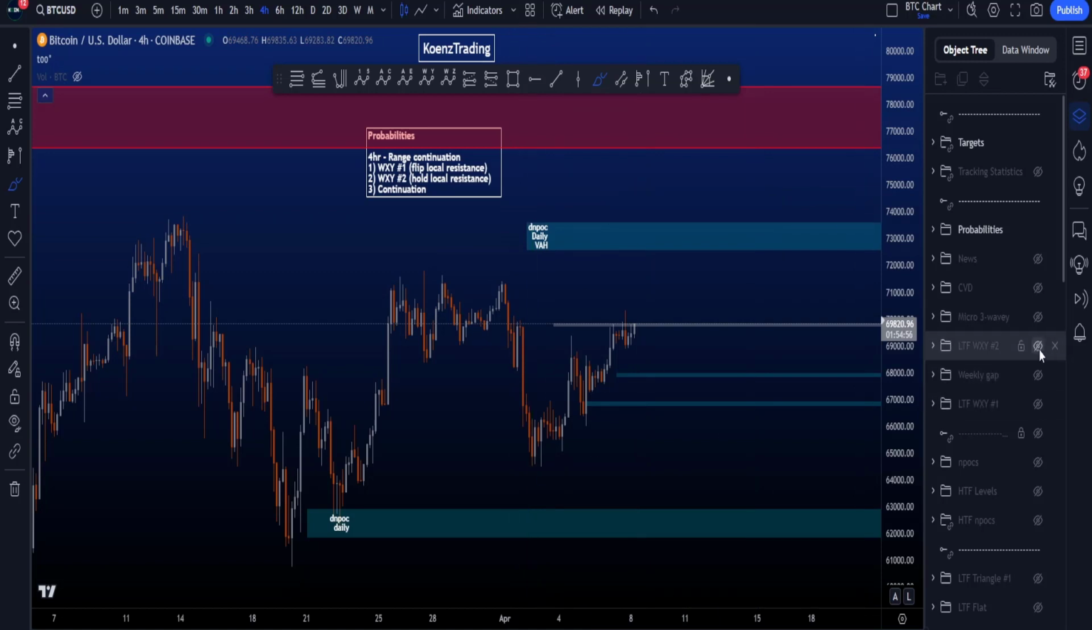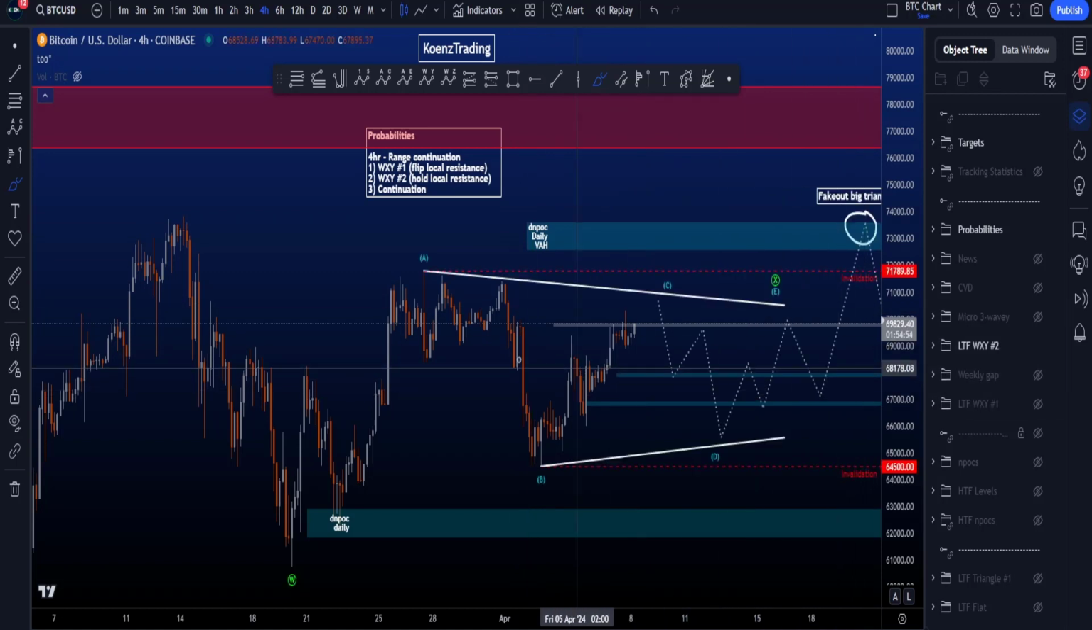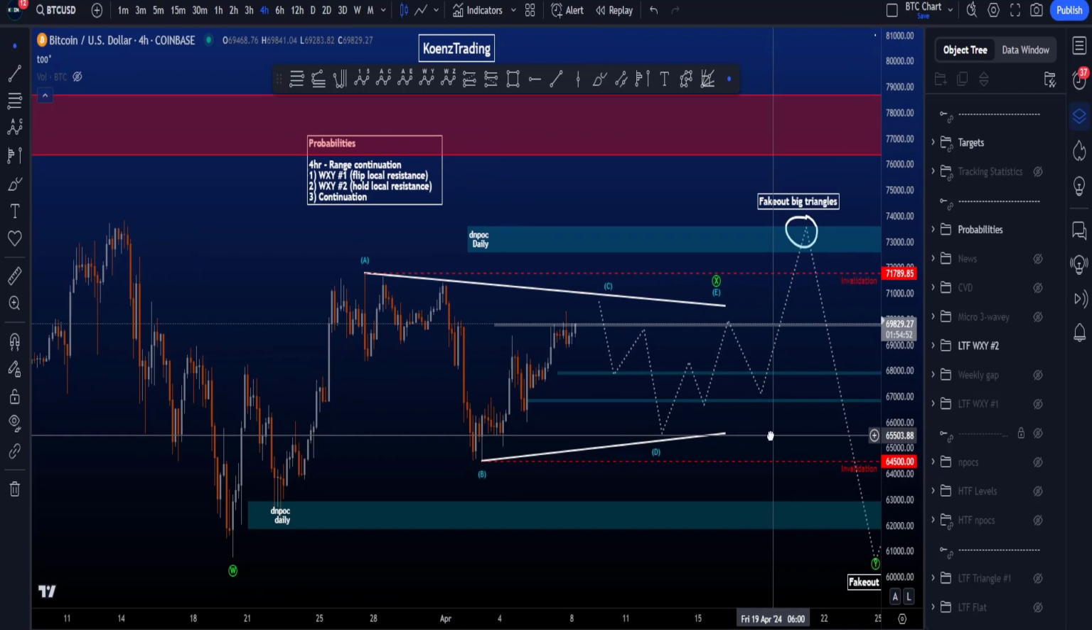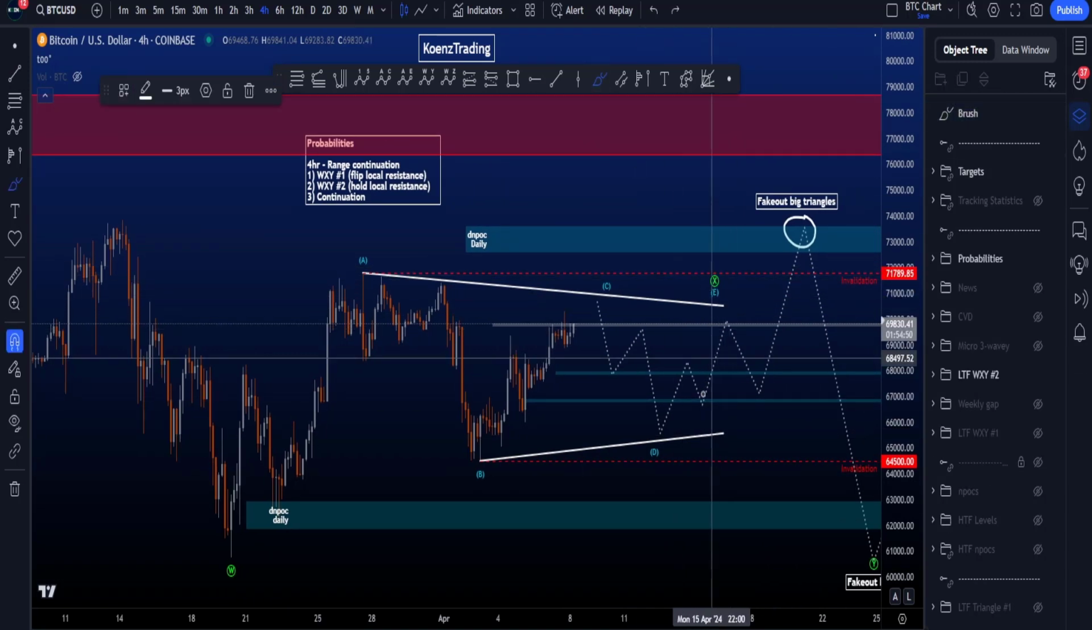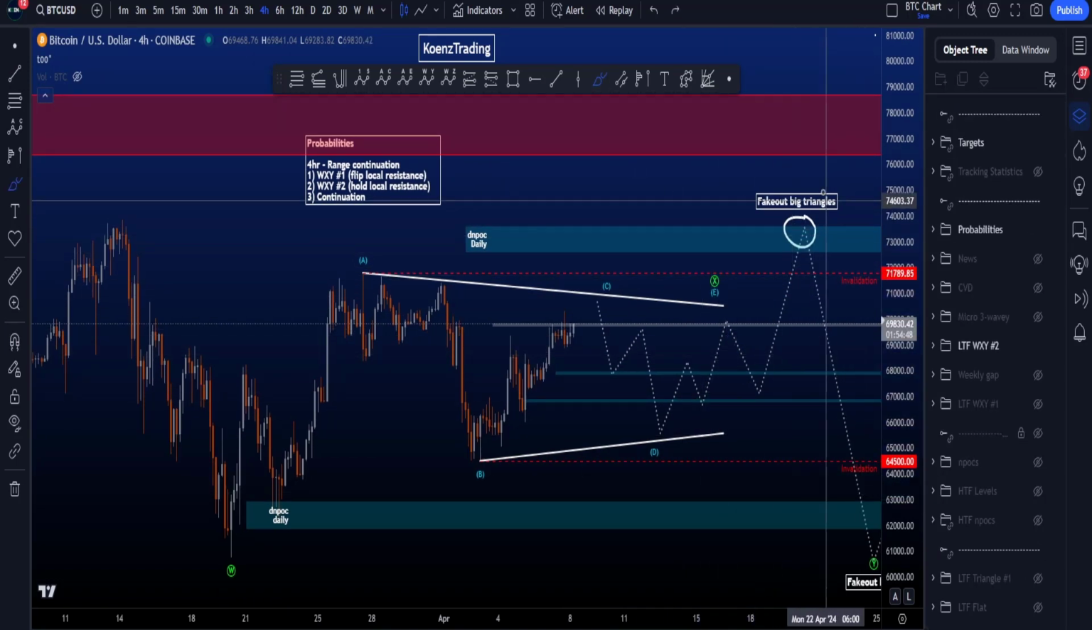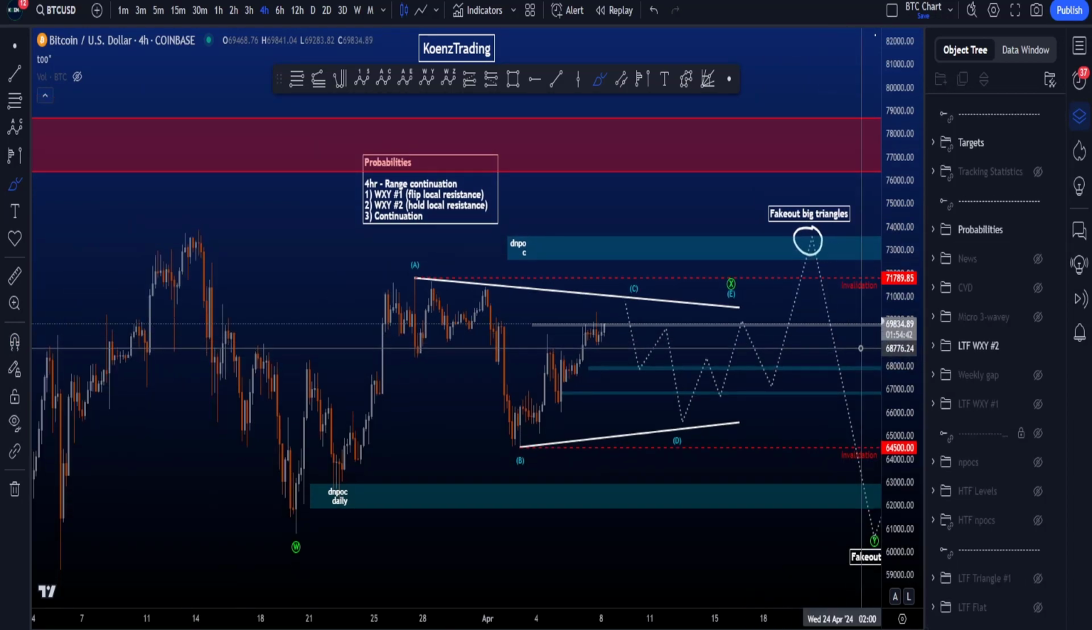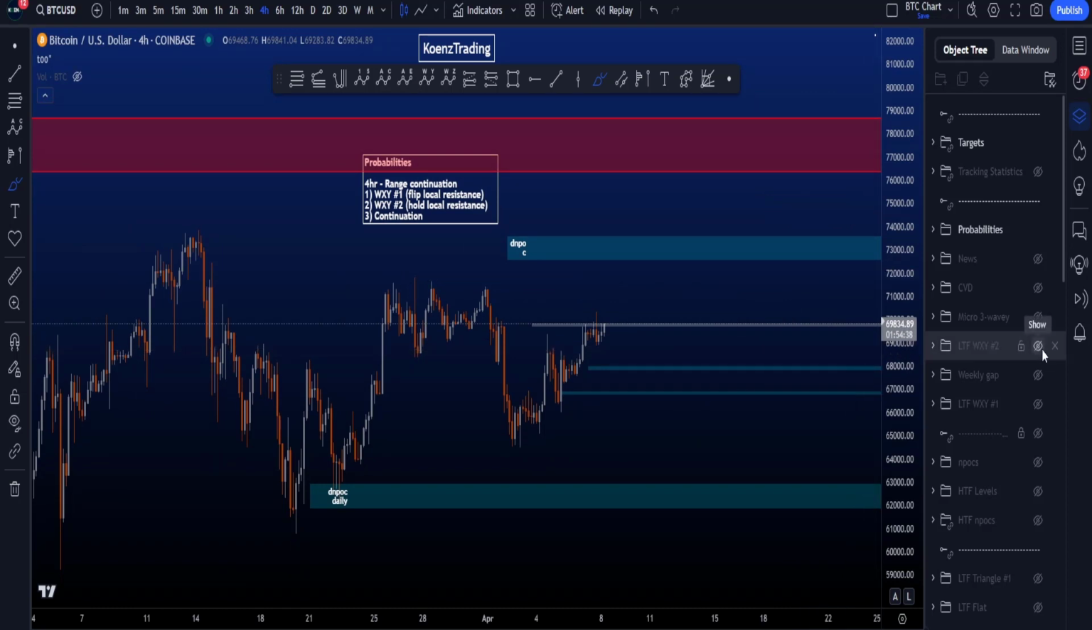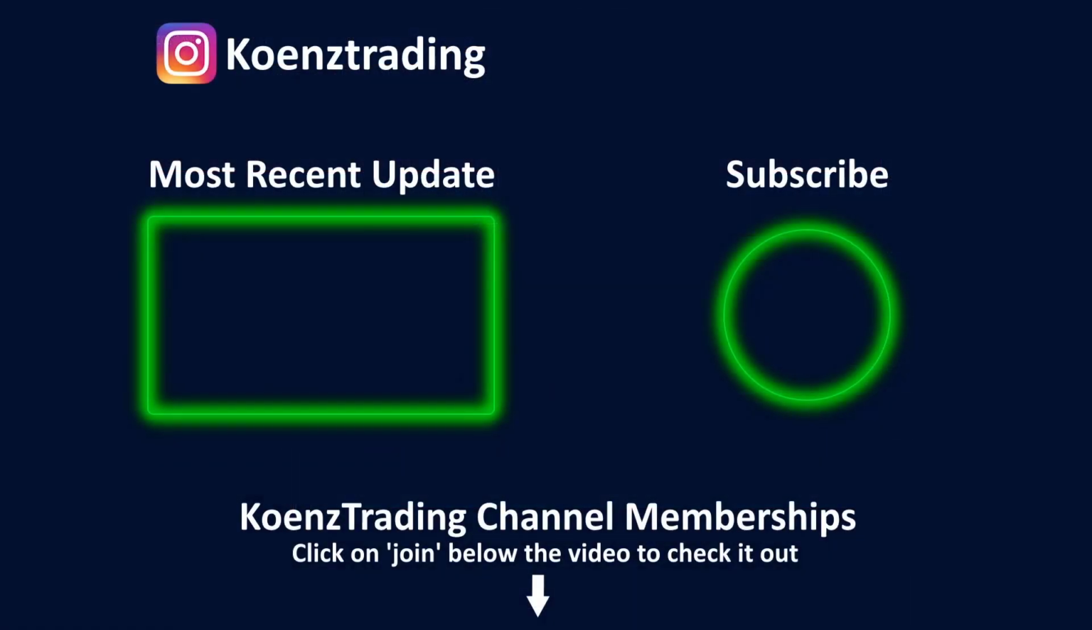On number 2, we then have the WXY scenario, this one here, where we have a triangle in wave X and then a flat structure in Y, creating a fake out, also a fake out of the bigger triangle, and then we move towards the downside. So in general, I'm looking for these type of fake outs and non-triangle scenarios because everyone is looking at the triangle.